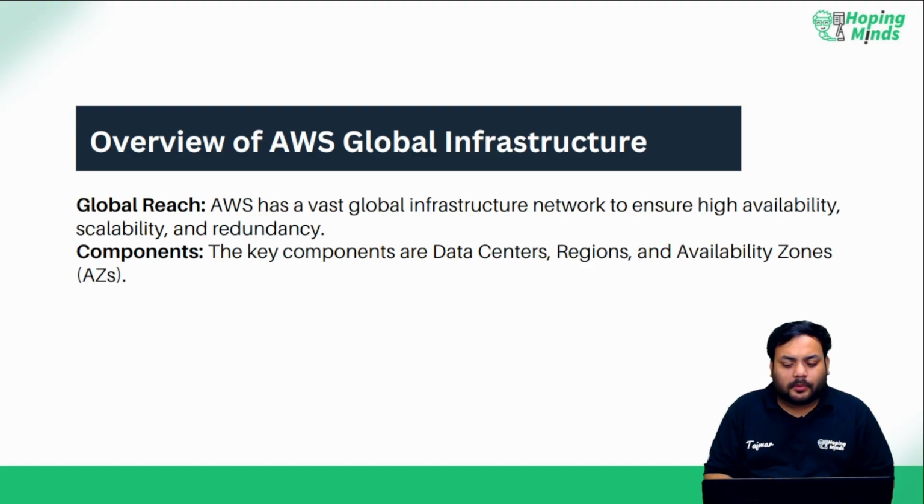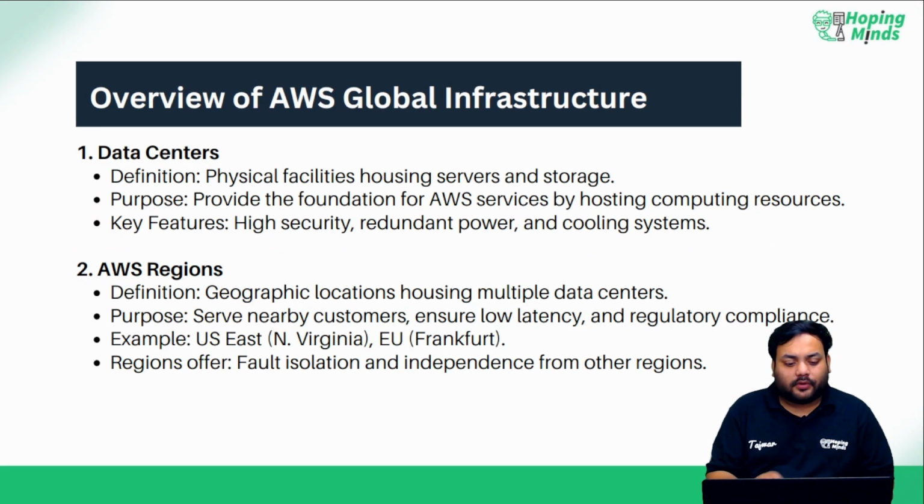And when we talk about the components, we have data centers, regions, availability zones, and edge locations. We have lots of components. So now let's understand each and every component in a very detailed manner, and try to understand what these are, why we use them, what the purpose of using all of these is, and why AWS is actually building a global infrastructure.